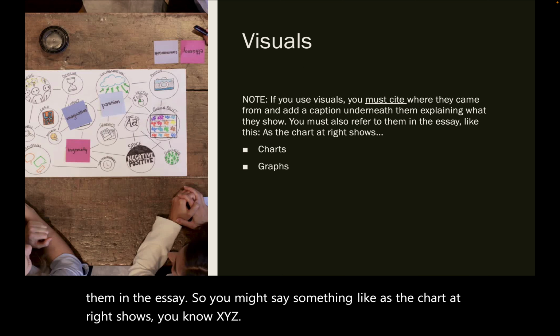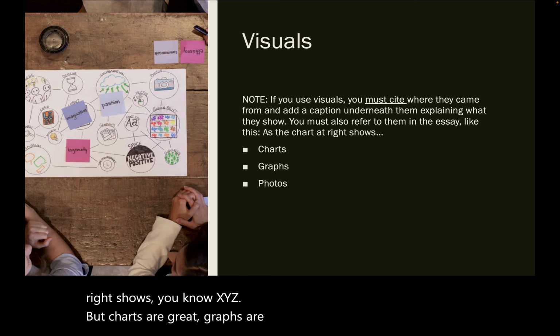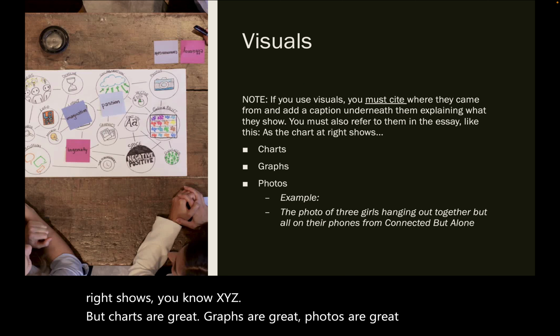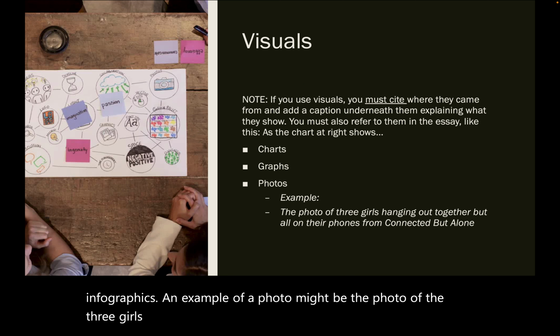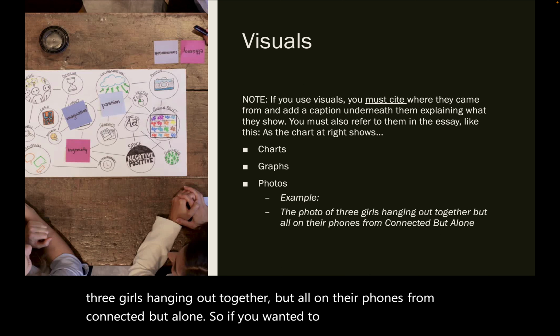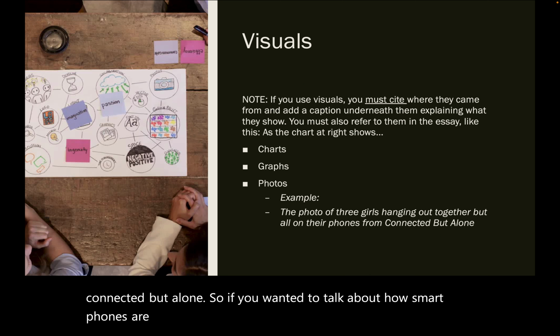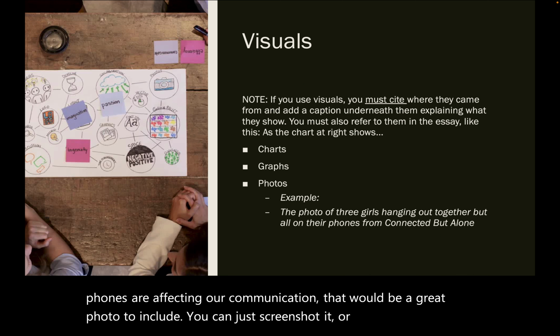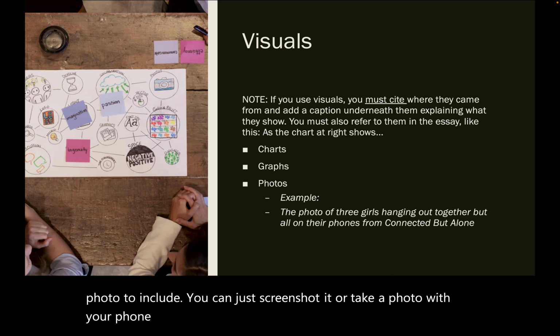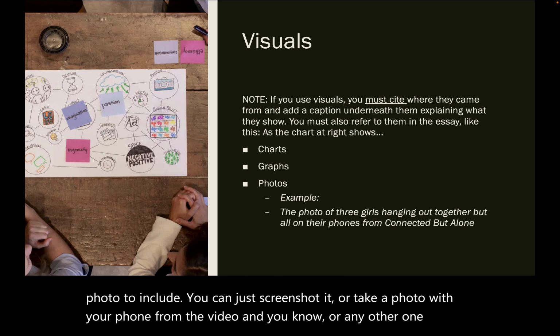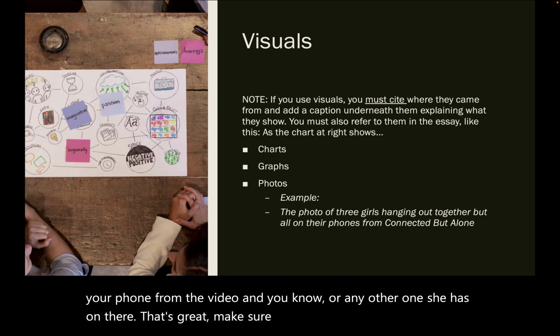But charts are great, graphs are great, photos are great, infographics. An example of a photo might be the photo of the three girls hanging out together, but all on their phones from Connected But Alone. So if you wanted to talk about how smartphones are affecting our communication, that would be a great photo to include. You can just screenshot it or take a photo with your phone from the video, or any other ones she has on there. That's great. Make sure you're citing her video though, if you're going to use those in your essay.